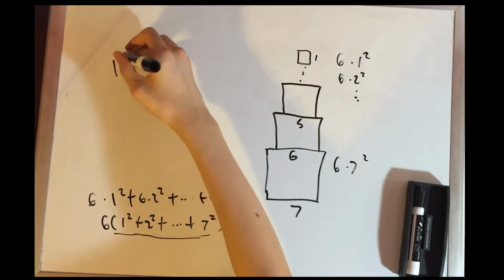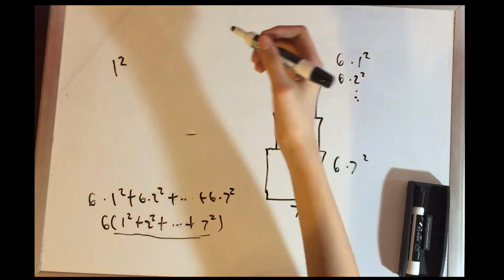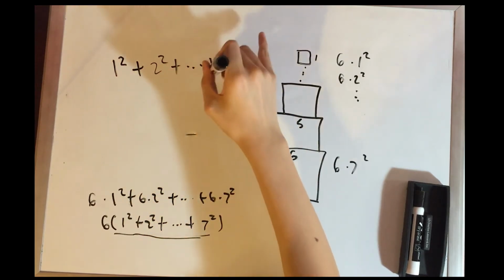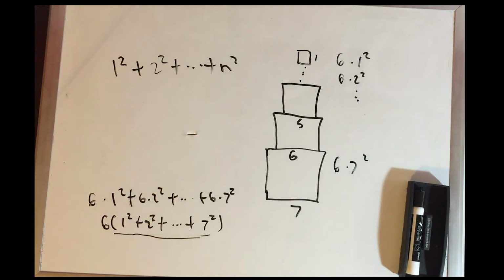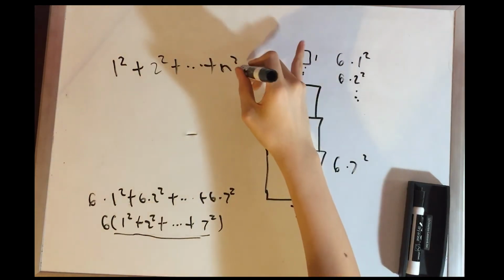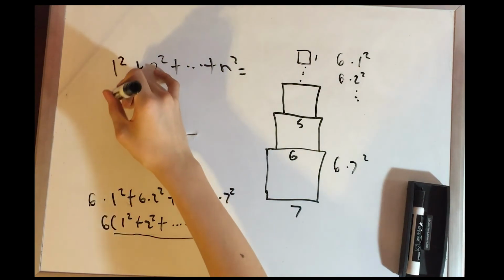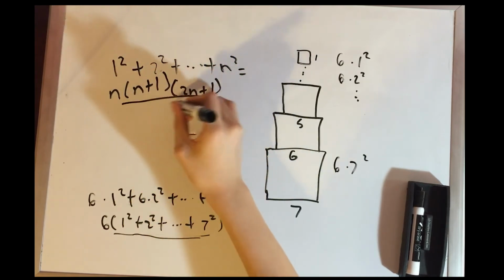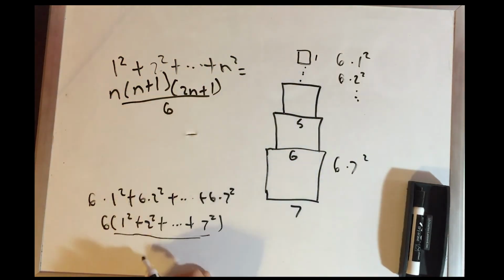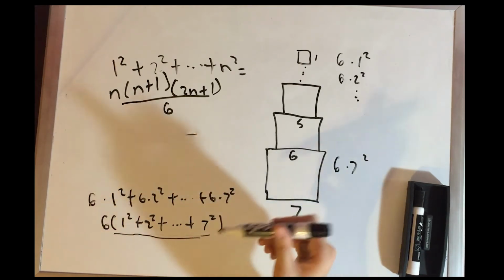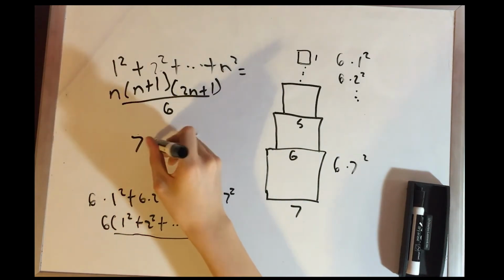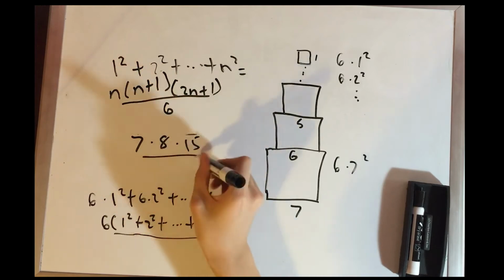So if you have a sum of integer squares starting from 1, so 1 squared plus 2 squared plus dot dot dot plus some n squared, there's a formula that says this is equal to n times n plus 1 times 2n plus 1 over 6. So with this formula, we can find this sum pretty fast. So in this case, our n is going to be 7. So then this sum will be 7 times 8 times 15 over 6.